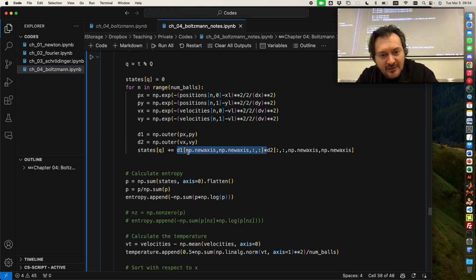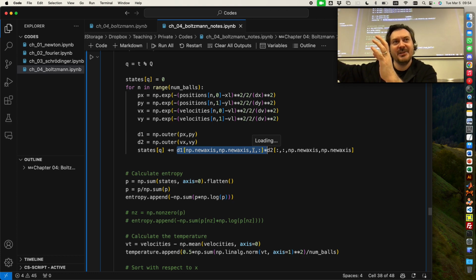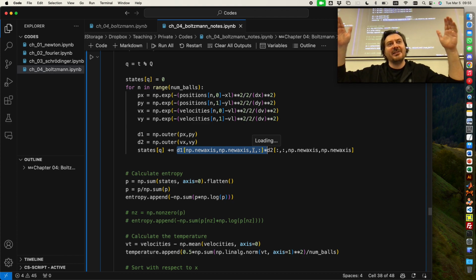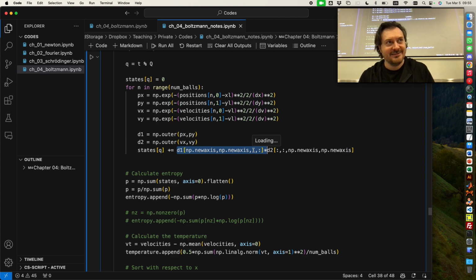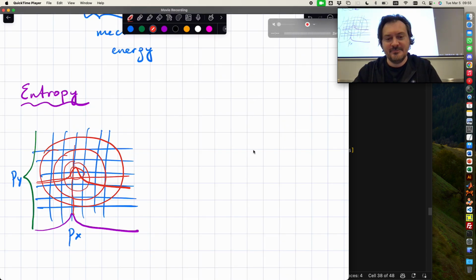So I expand a 10 by 10 matrix into a 10 by 10 by 1 by 1 matrix and multiply it with a 1 by 1 by 10 by 10 matrix. Did it make sense? So that I get a 10 by 10 by 10 by 10 matrix. You got it, of course. Should I repeat it? No? Good.